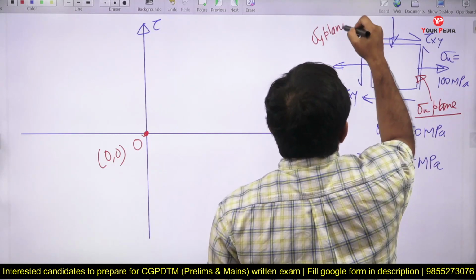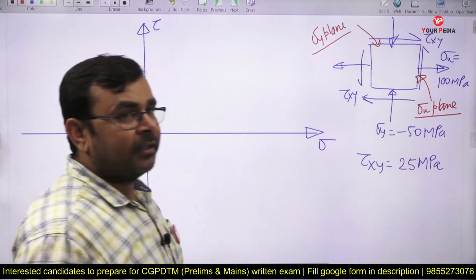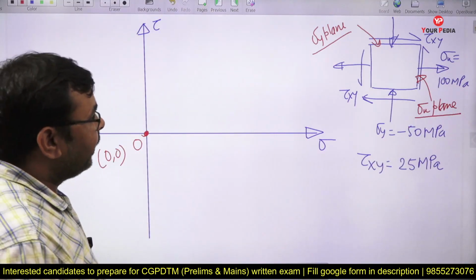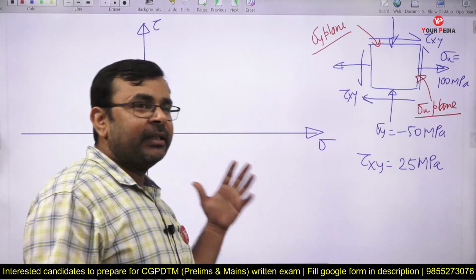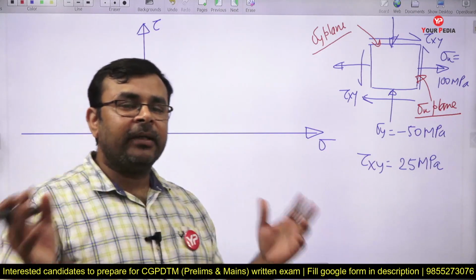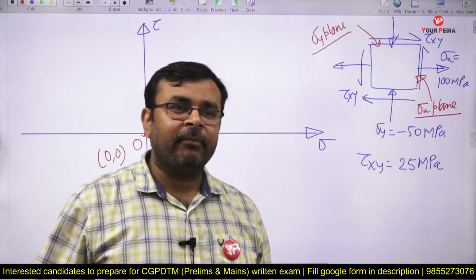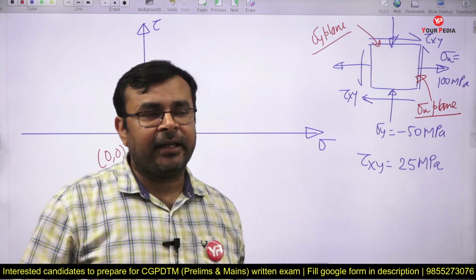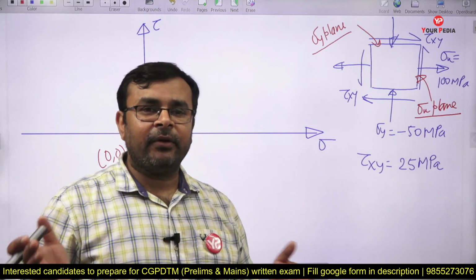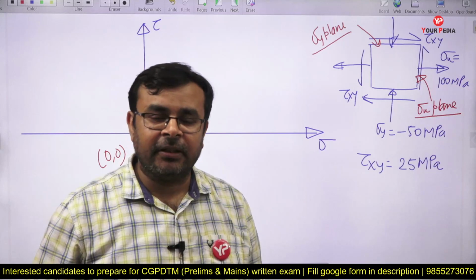Yes or no? So you can see in the sigma x plane we have sigma x, whose magnitude is 100 megapascal. Here I am drawing an approximate Mohr circle because I am not taking a scale. No need to take a scale. Why? Because by using geometry we can easily determine the values.